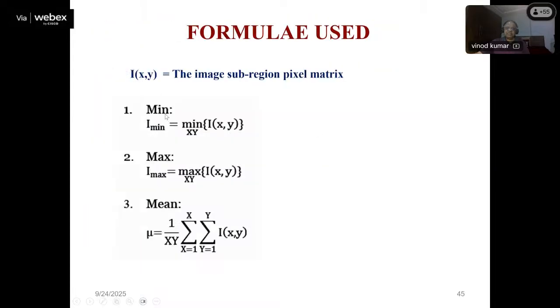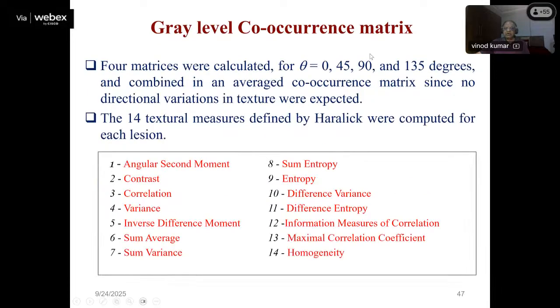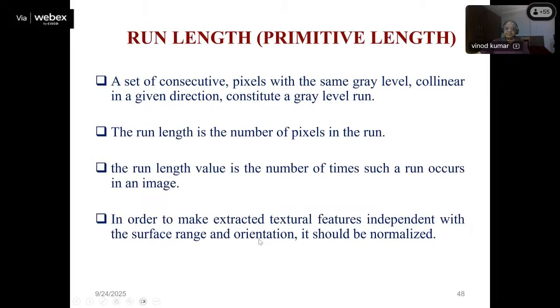These are simple methods to calculate minimum, maximum, and mean values. These are standard formulas. Second order statistics, that is the gray level histogram. In second order we take a pair of pixels; in first order we take a single pixel. Then the co-occurrence matrix, etc. In the gray level co-occurrence matrix, we calculate angular second moment, contrast, correlation. These are standard features. So 14 features we calculated for each parameter. Run length features we also calculate similarly.